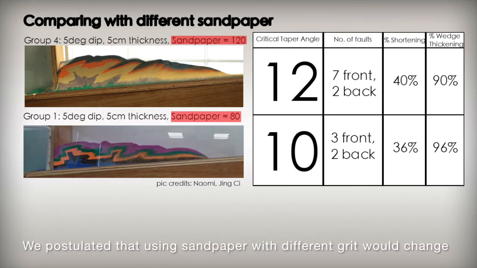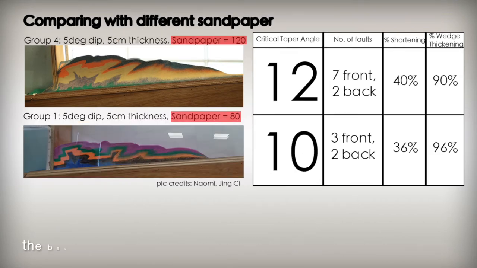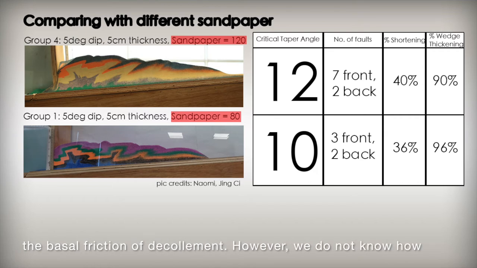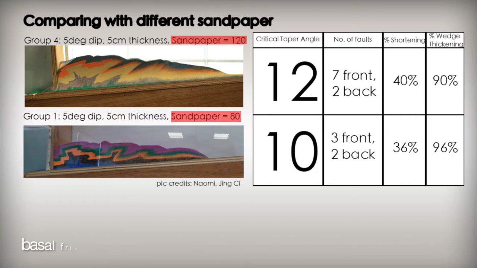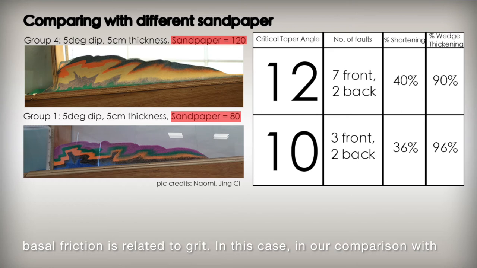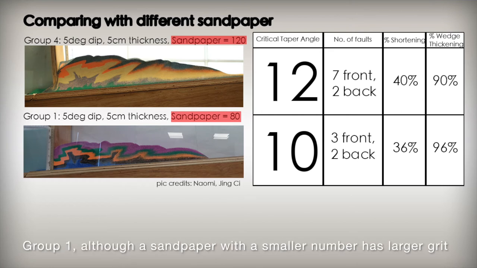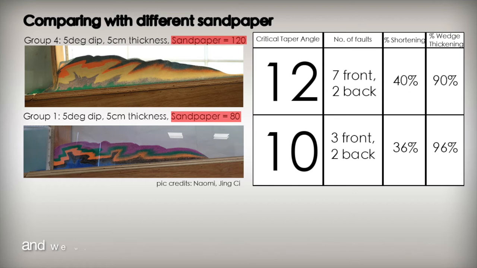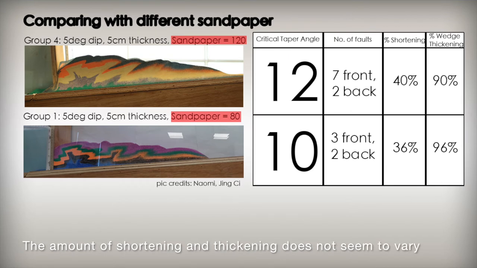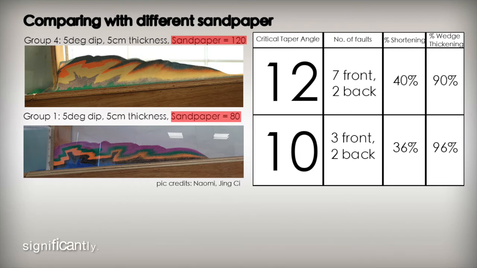We postulated that using sandpaper with different grit would change the basal friction of the decollement. However, we do not know how basal friction is related to grit. In our comparison with group 1, although a sandpaper with a smaller number has larger grit, and we would therefore hypothesize greater friction, the amount of shortening and thickening does not seem to vary significantly.